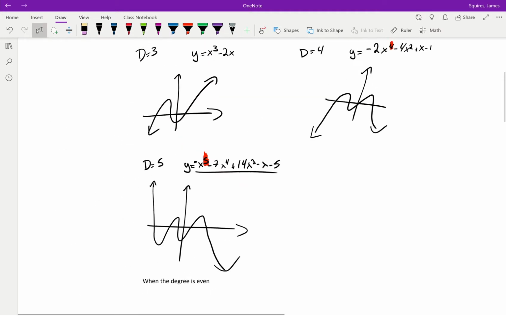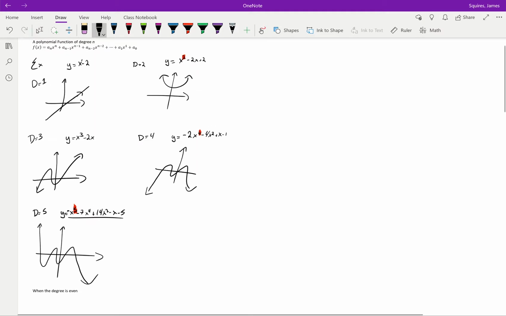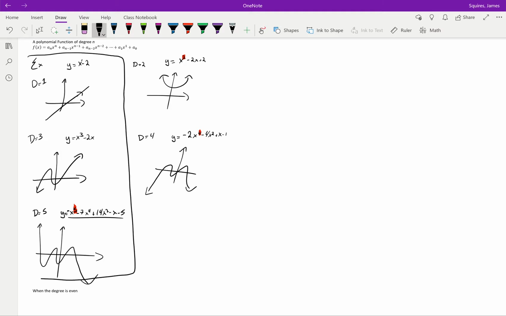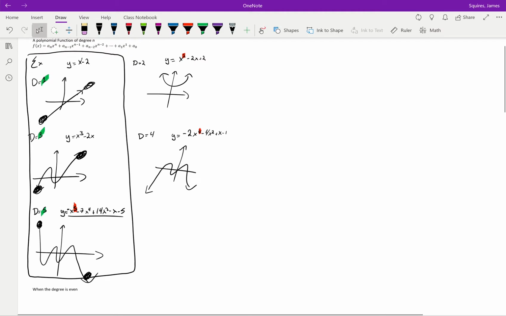Alright, so I want to take notice of something. These three examples here, the degree of all three of these polynomials is odd. Degree 1, degree 3, degree 5. And notice that our function starts in one corner of the graph and ends in the opposite corner of the graph. This one starts in one corner and ends in another corner. And this third example starts in one corner and ends in the other corner. That is a property of polynomials that have an odd degree.